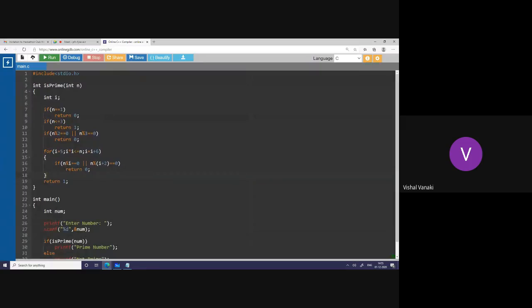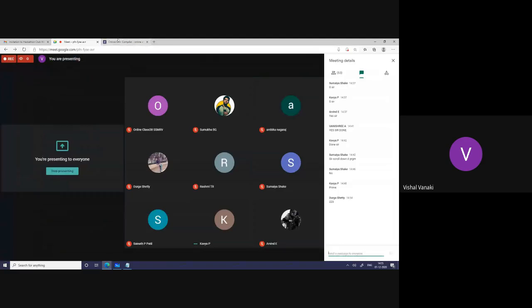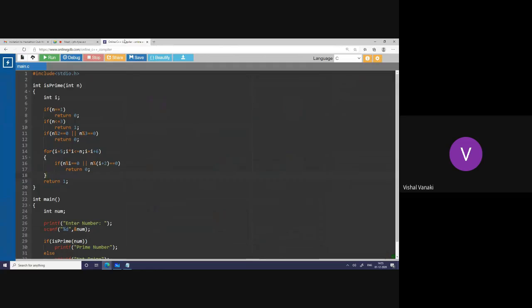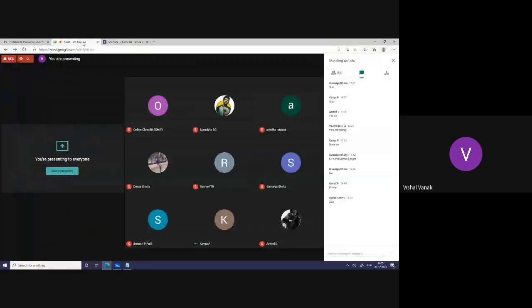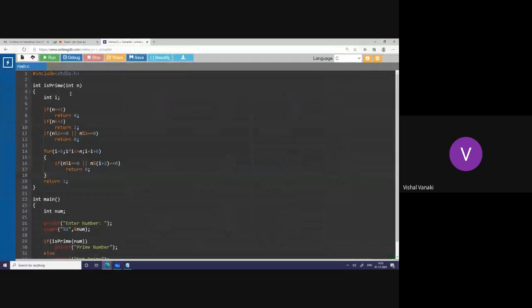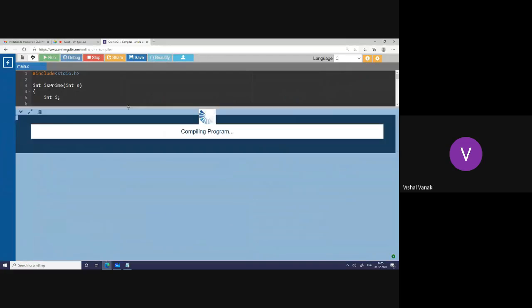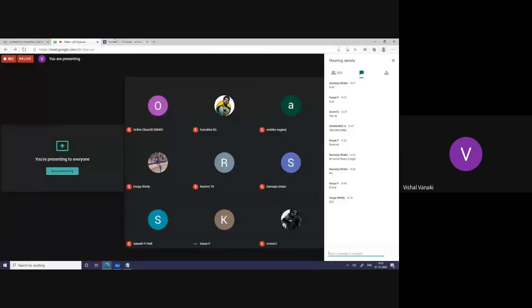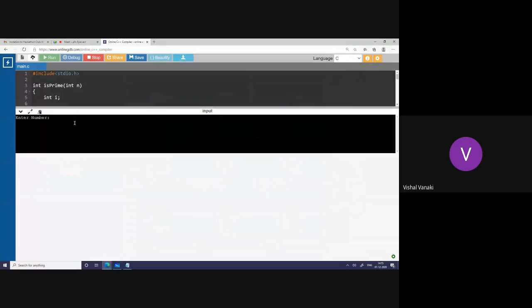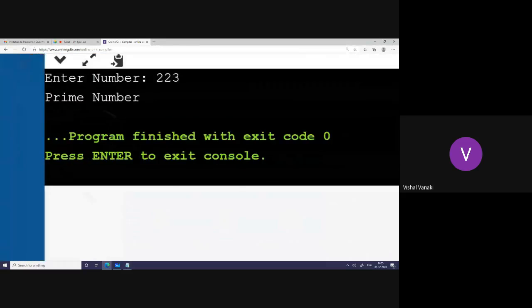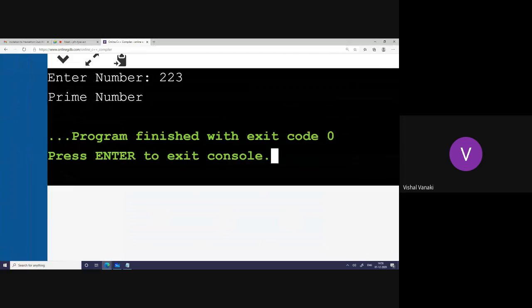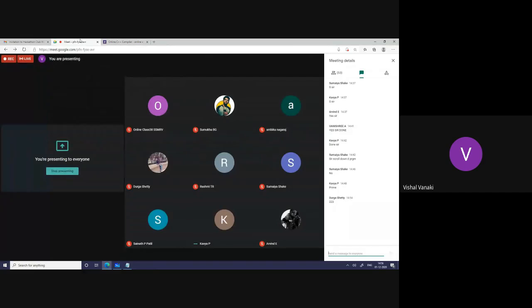Are you clear with this code? Do you guys have any doubts with this? 223. Let me check 223. One of your friends is giving me that. 223. It is a prime number. Can you see it? Durga Shetty. Are we clear? 223, right?